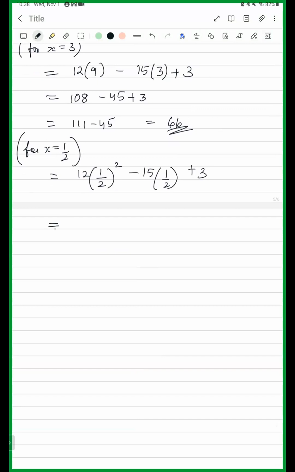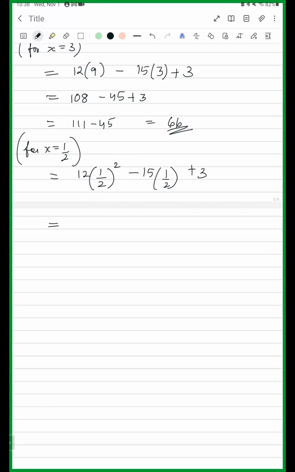6 square. How? Because we can cancel 12. No, you cannot cancel it like this. First, you have to find the square of this term inside the bracket. Remember, a bracket always means that whatever is inside the bracket is safeguarded. It is safe from the outside world.